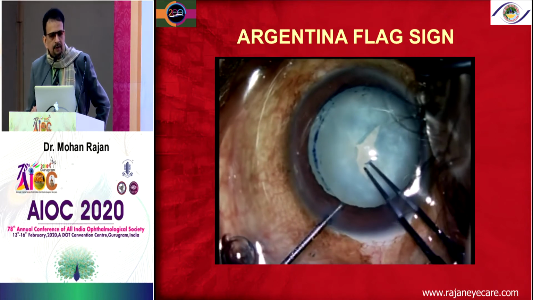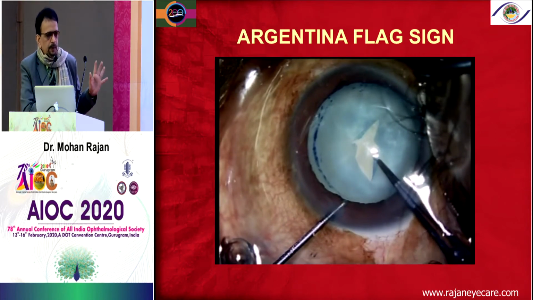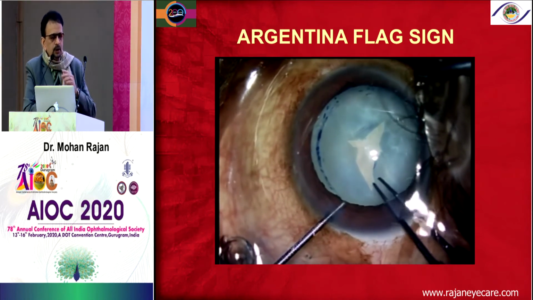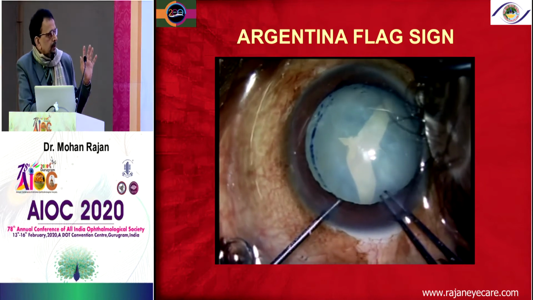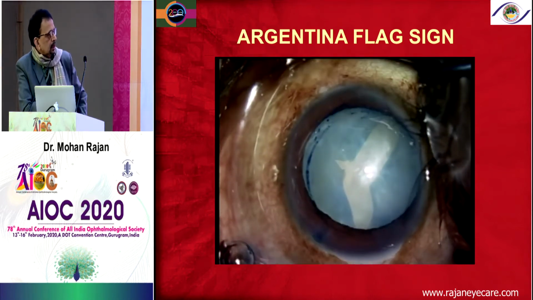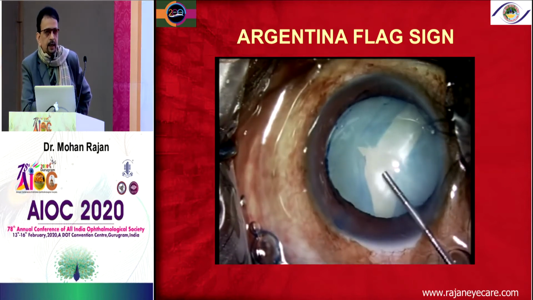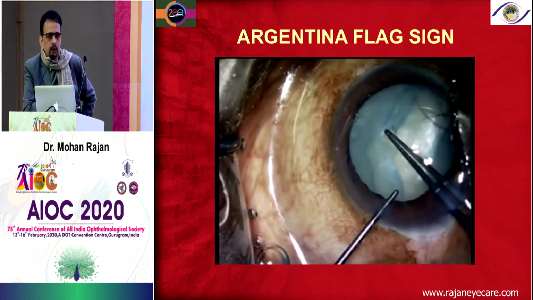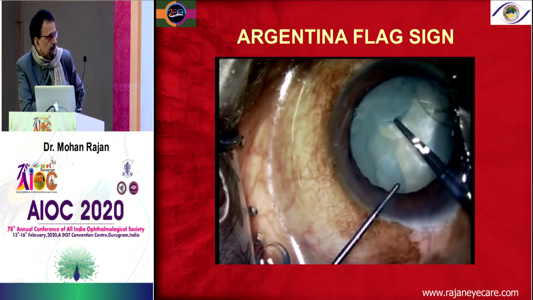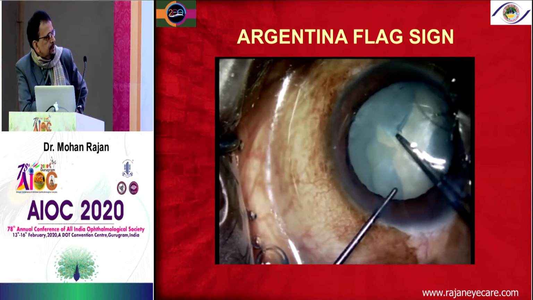So once you have an Argentina flag sign, we'll tell you how to prevent this Argentina flag sign. But once you have an Argentina flag sign, the only way to do is you assess the density of the cataract always, okay? If it's a very brown cataract, I would advocate you to convert into an ECCE or SICS, whatever you're comfortable. Otherwise, you can do a semicircular rhexis like this.